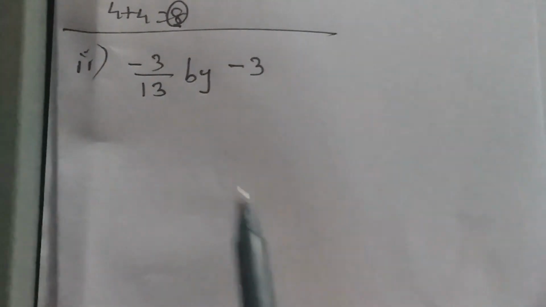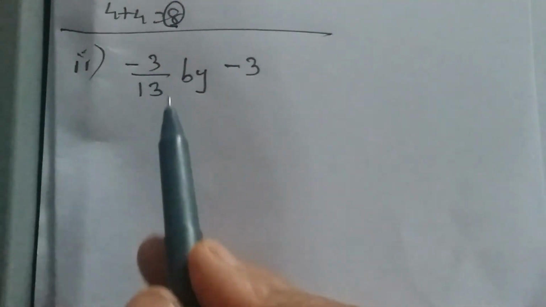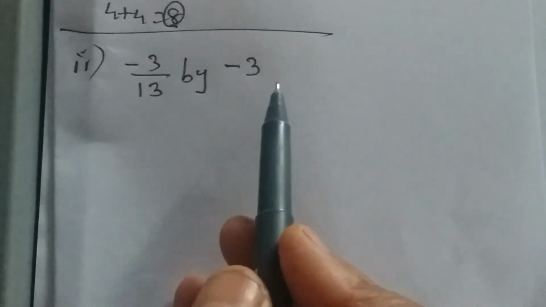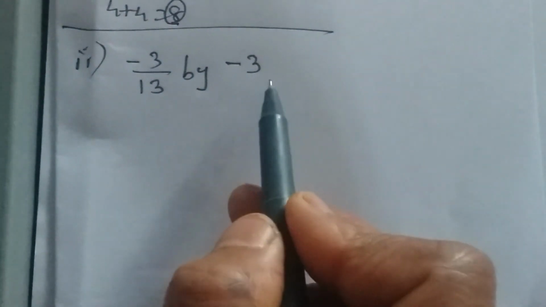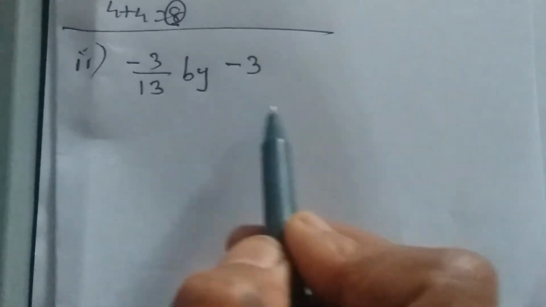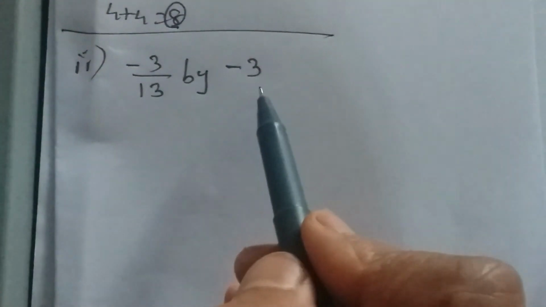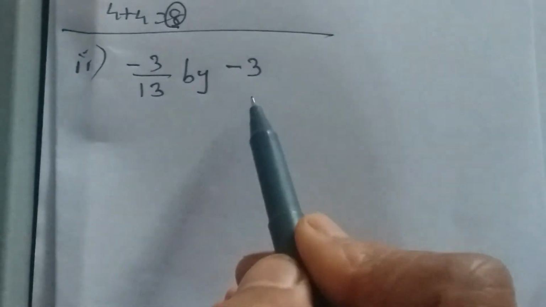Now we'll see the second one in division sum. Minus 3 by 13 by minus 3. So what is it? What is minus 3? It is an integer. When there is no denominator, it is an integer. How to make it as a rational number? Rational number means you should have numerator and denominator.